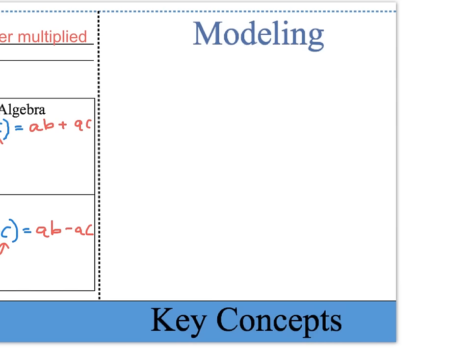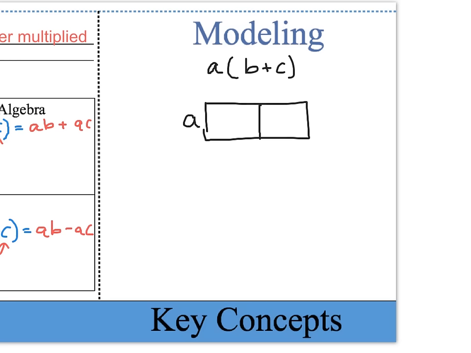Now for the key concepts, you're going to end up drawing your own models, or using the models to help you solve these problems. So you might be given a problem that looks like this. You would draw a model that has two boxes long, and since I have parentheses, these numbers are going to go on the outside of the model. So the A would go here, and usually the A is the greatest common factor. The greatest common factor would go on the left-hand side. The B would go down here, the plus sign would go down here, and the C would go down here.